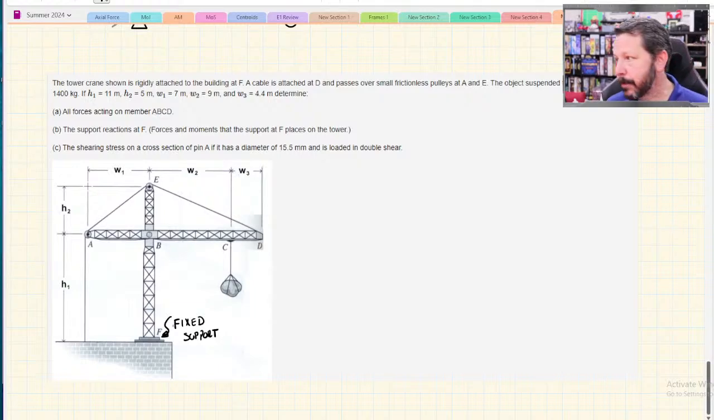And when we have a fixed support, it means we have an X, a Y, and a concentrated moment reaction all at that one point F.